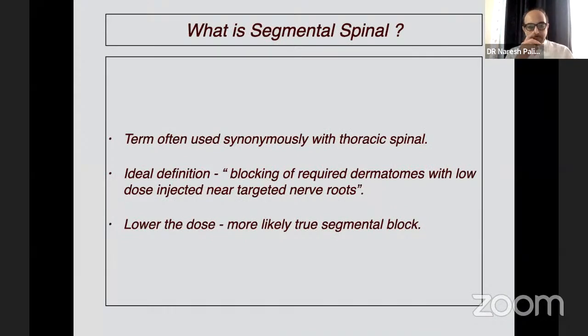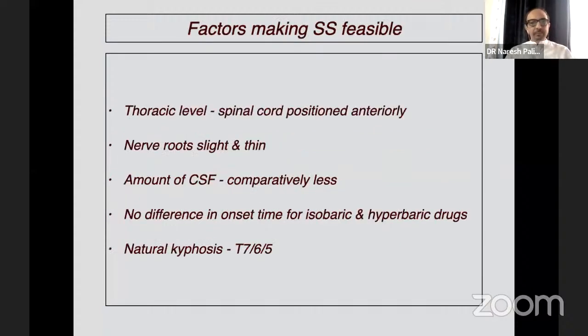Now, what is segmental spinal? The term is often used synonymously with the thoracic spinal, but even a low dose used at a higher level can produce a segmental effect. So the ideal definition should be blocking of the required dermatomes, essential for the proposed surgical procedure, with a very low dose injected near the targeted nerve roots. Here, what is important is: the lower the dose, the more likely to produce a true segmental block. Otherwise, with higher doses, it can become your routine spinal.